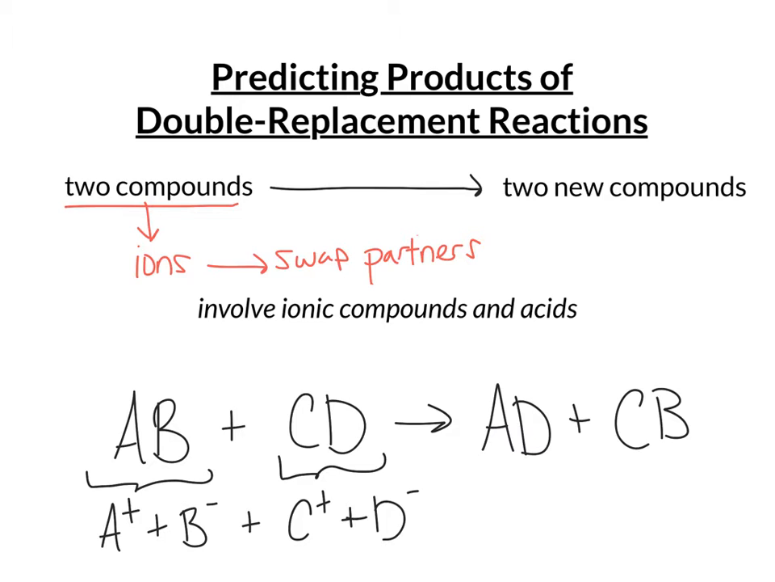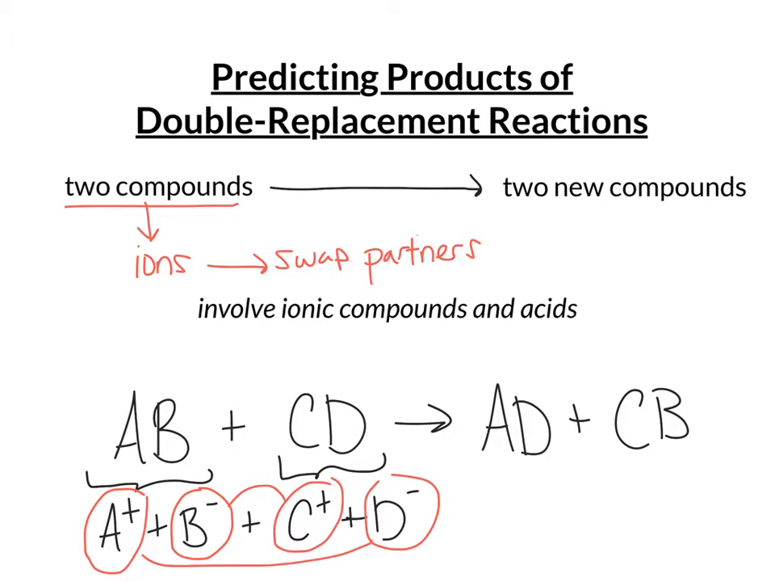And then what's going to happen is those are going to interchange partners. So initially A plus is with B minus. Now that cation A plus goes with the anion D minus, forming AD. And then the remaining cation, the C plus, is going to combine with the remaining anion, the B minus, forming CB. Now one thing you should notice here is the cation's always written first. So the thing with the positive charge is always written first.